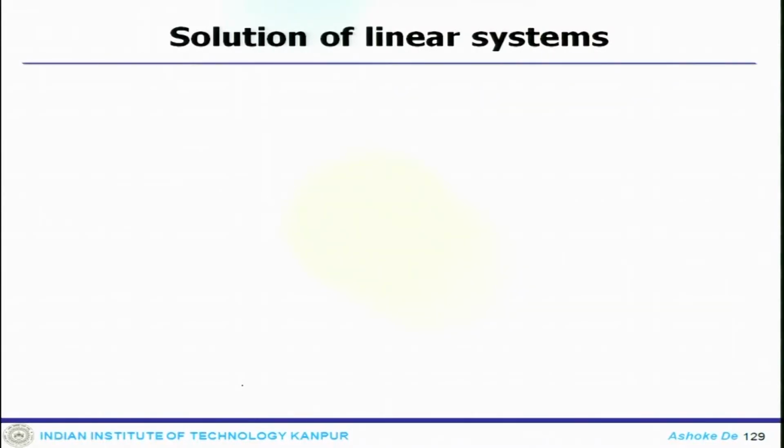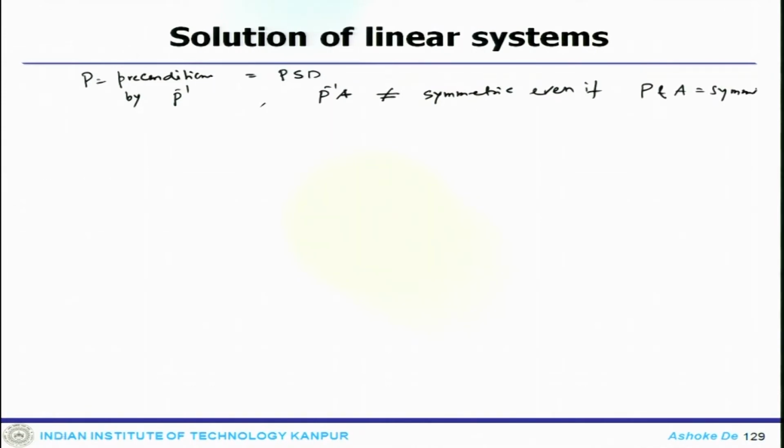Now, if you have a preconditioner P, which is also a positive symmetric definite matrix, and you multiply the original equations by P inverse, then the problem is that P inverse A is not necessarily symmetric, even if P and A both are symmetric. So, that is the problem.